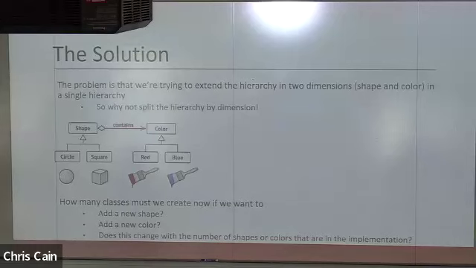Single change. And we can now make a circle or a square or a triangle that is red or blue or green with only a single class change. So we've gone from a geometric progression to not only a linear progression, but a constant progression where it's always one new class. No matter how big the shape hierarchy is or how big the color hierarchy gets, it's a single change. So it doesn't change with the number of shapes or colors that are in the implementation. Straight up doesn't change.